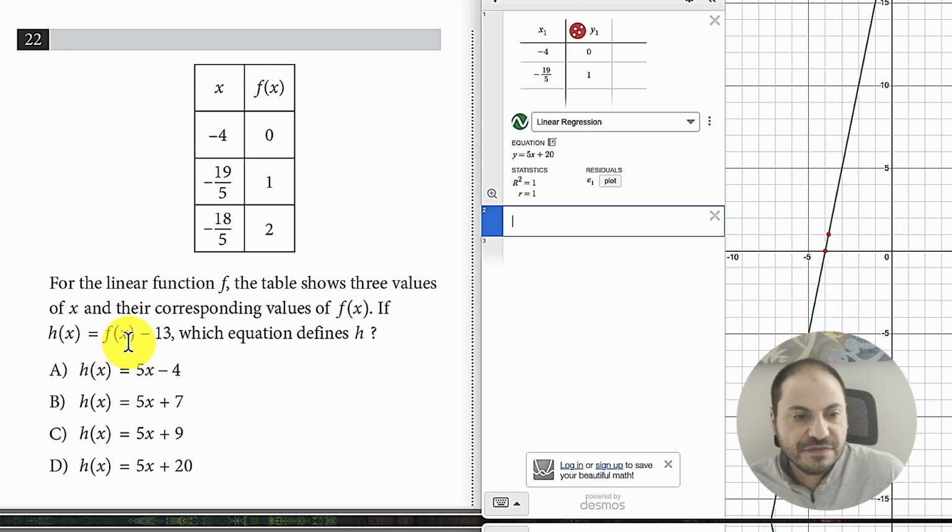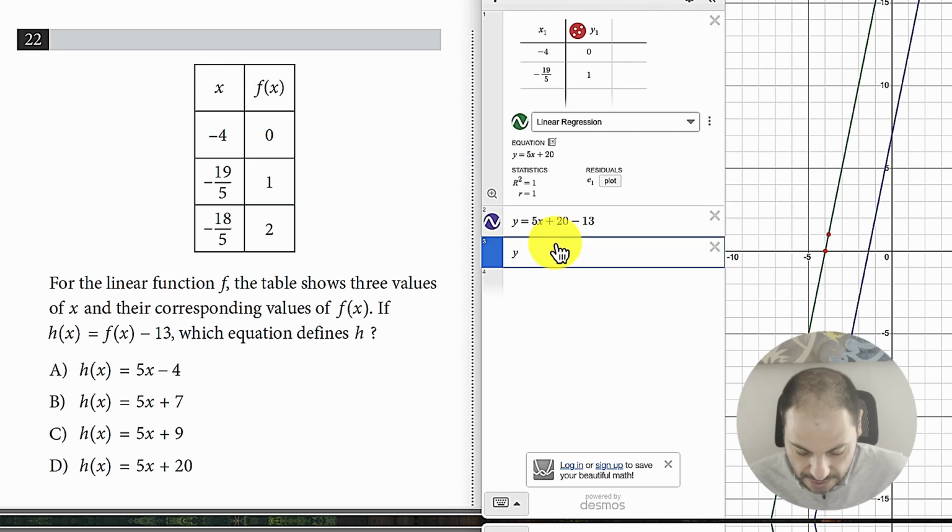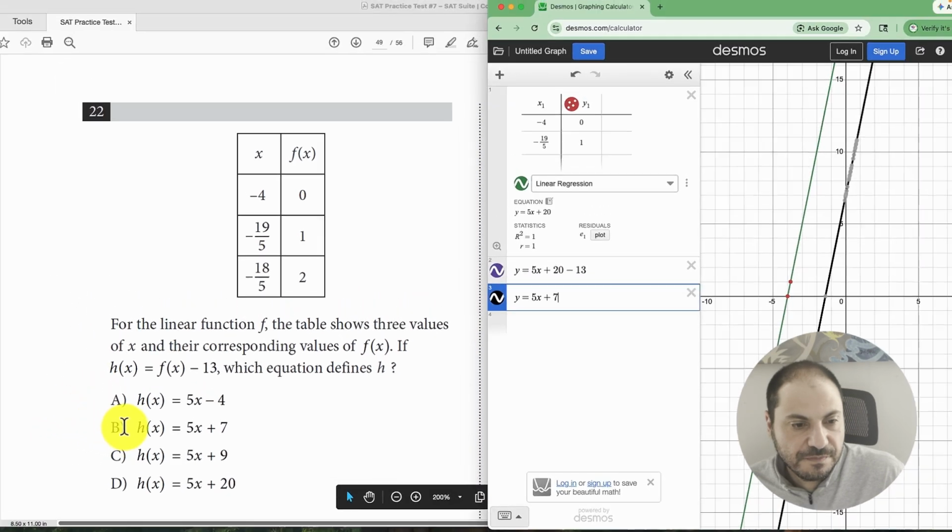Now it says h of x is f of x minus 13. We take y equals 5x minus 20, and it's shifted down 13. Minus 20 minus 13 is minus 33, so it's y equals 5x minus 33. So the answer is B.